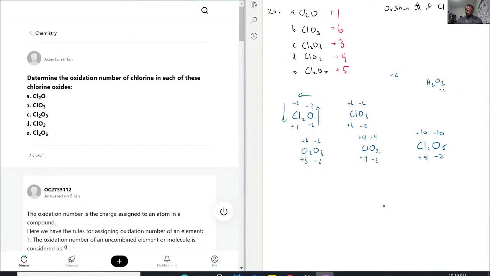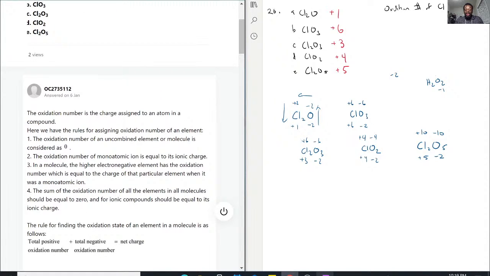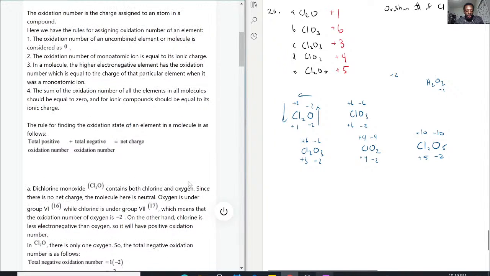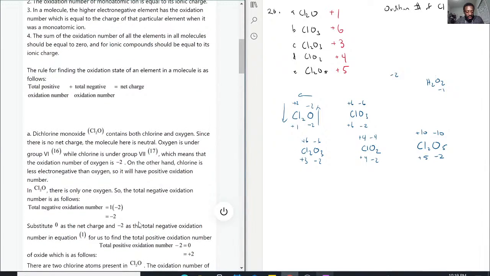So we have quite a big range of different numbers. Let's see how we did based on our colleague. So they just state the oxidation rules. I just wanted to focus on the one oxidation rule that talks about oxygen. And where is that? The oxidation number of oxygen is -2. Okay, that is what we want.